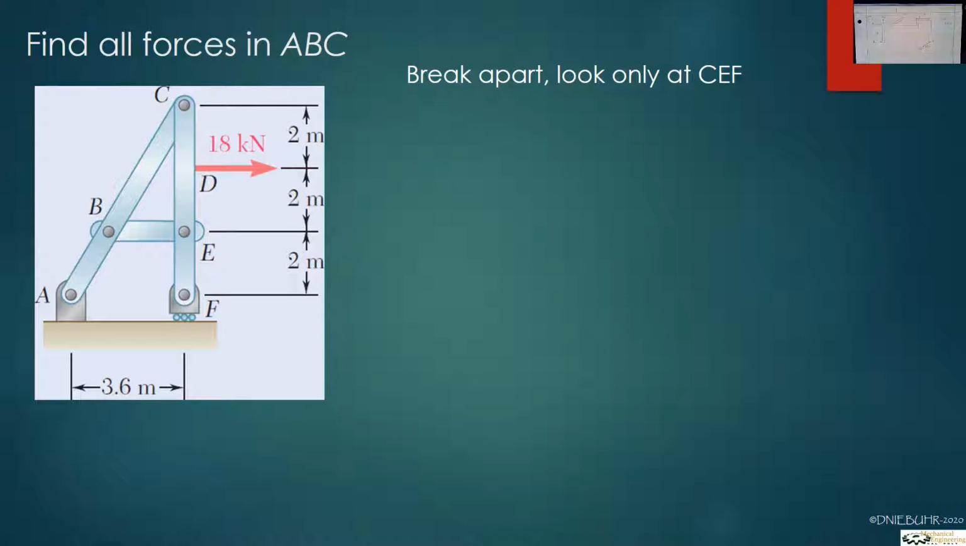Now notice that in this case we have A, we can sum the moments about A, and if we do that, we essentially have F times 3.6 equal to 18 times 4. So we get our answer for Fy to be a positive 20 kilonewtons, and therefore AY has to be a negative 20 kilonewtons because there's no other force acting. And then we can conclude that AX is negative 18 kilonewtons, going to the left. So that's just basic stuff from what we know before.